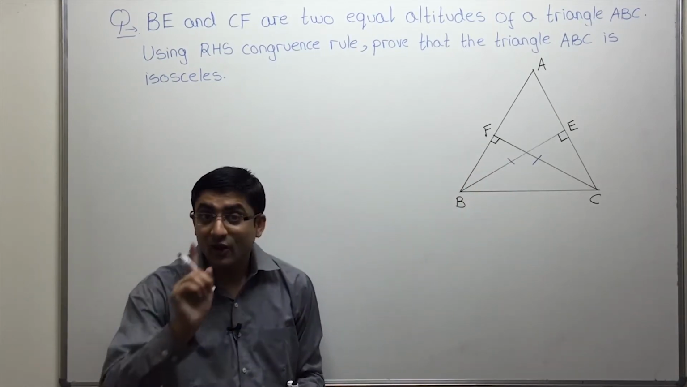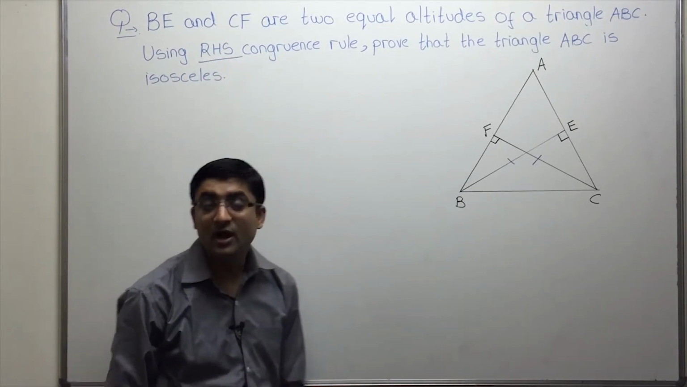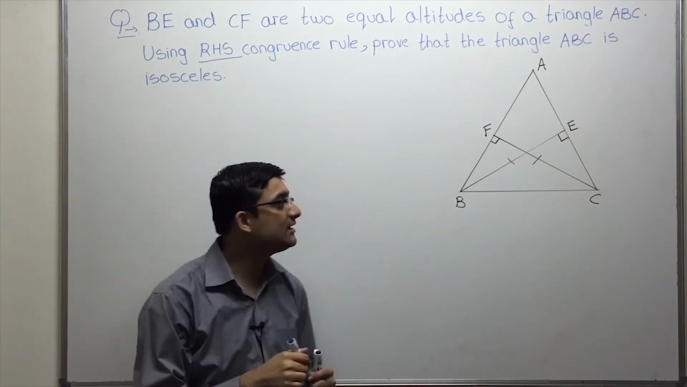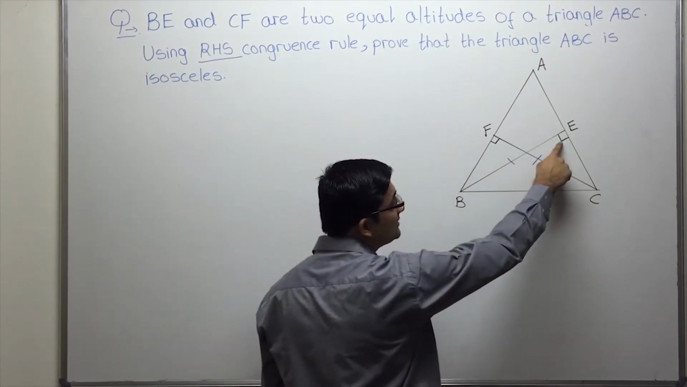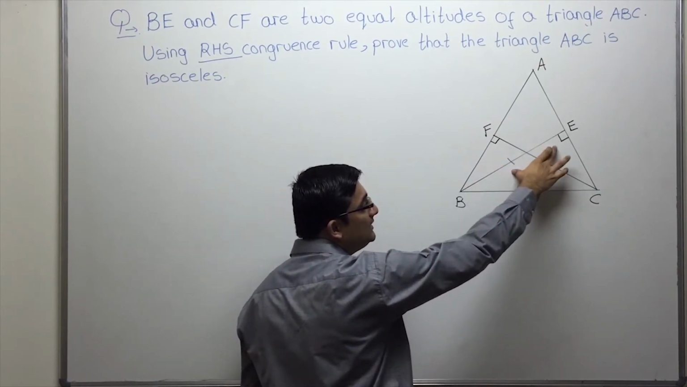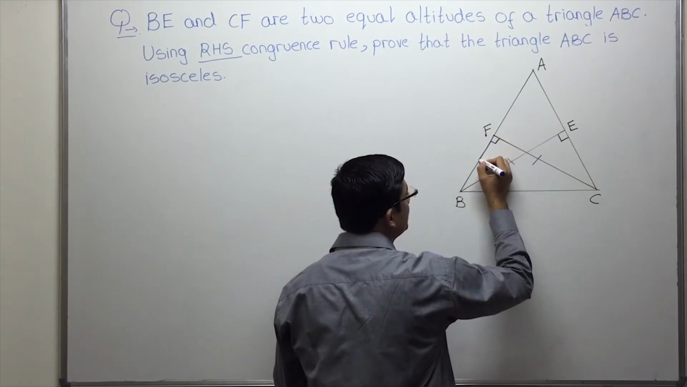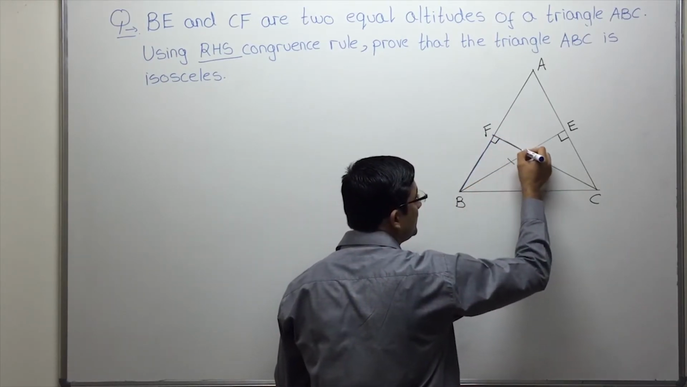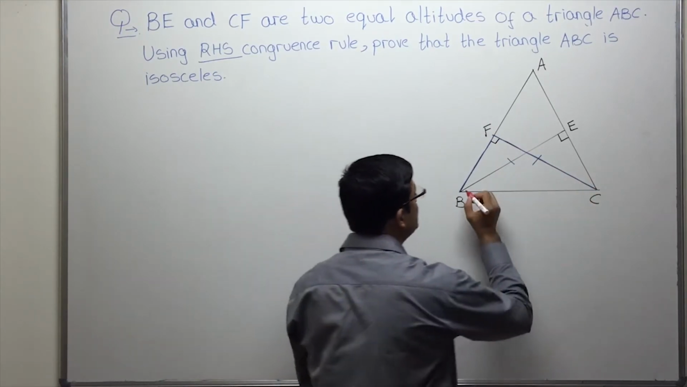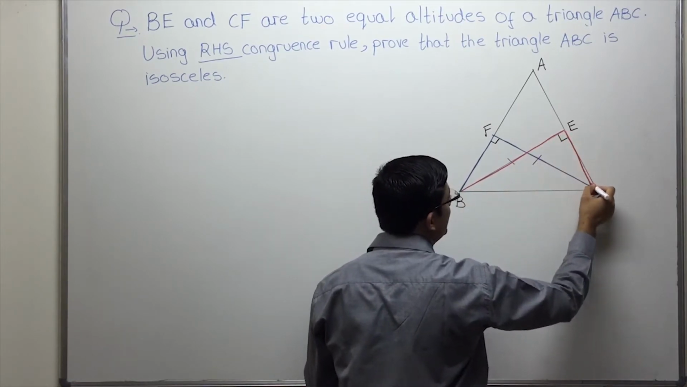Now, how do I show that? We're given a hint in this question: using RHS congruence rule. RHS congruence rule is used only in the case of right angle triangles. So simply look for right angle triangles. This over here is a right angle, and this over here is a right angle. The right angle triangles are BEC and BFC. Let me highlight them. This is one right angle triangle, and similarly, this is another.